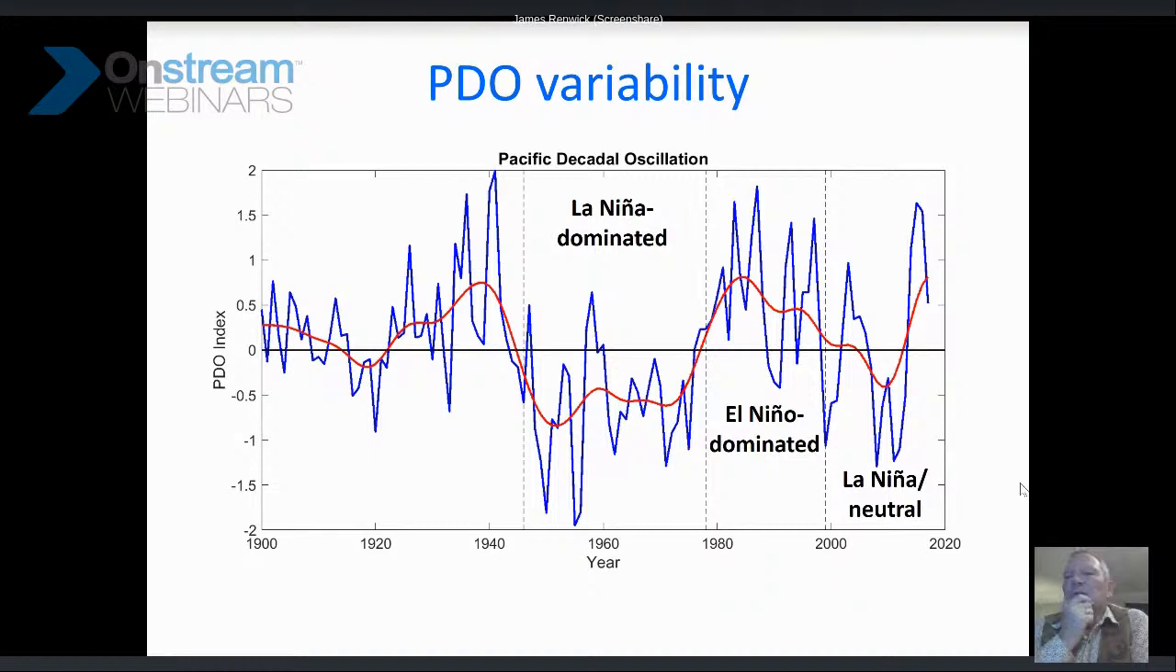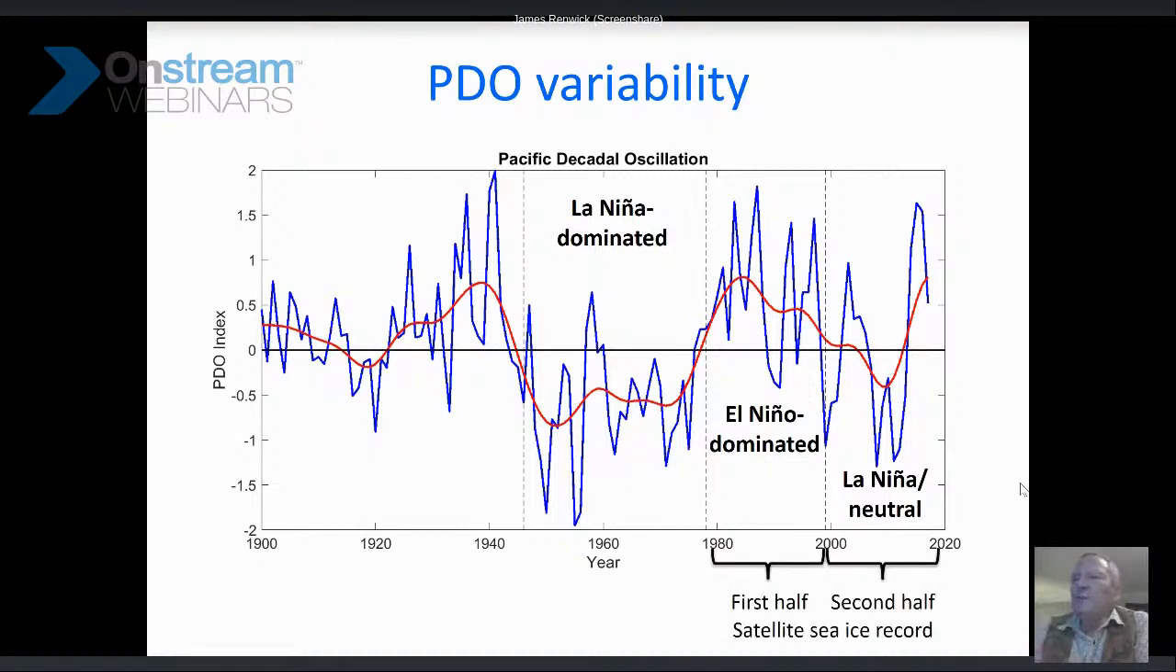And it just turns out that when you look at the data set, the satellite record of sea ice around Antarctica, that started in 1979. So the first half of that data set occurred during this positive PDO period where we had mostly El Ninos, and the second half of the data set has occurred during mostly the negative phase of the PDO. And this is just purely an accident. It wasn't done by design. So you might expect to see different things happening with the sea ice around Antarctica in these two different periods, and that is exactly what you do see.